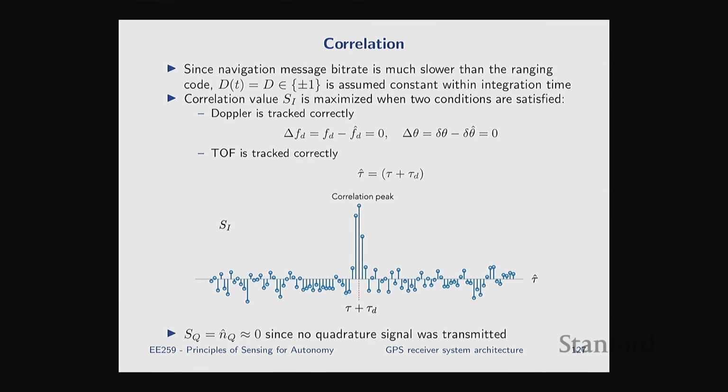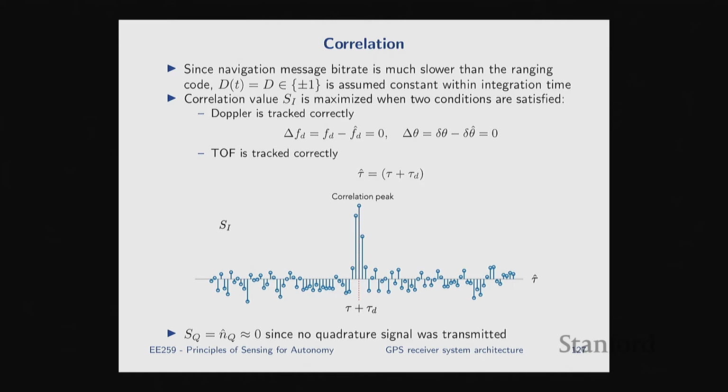Okay? And this is graphically what happens. Again, assume we're plotting things as a function of the tau hat, which is how much the receiver shifts around the replica code that it's generating. And this is the output of the correlator plotted as a function of tau hat. So it's small, small, small, small, small, and suddenly it peaks. And it peaks where your tau hat is equal to tau plus tau d. And once you find that peak, you just hold it there. You're like, I found the peak, and that's my time of flight, all right? Or time of flight plus my timing offset.